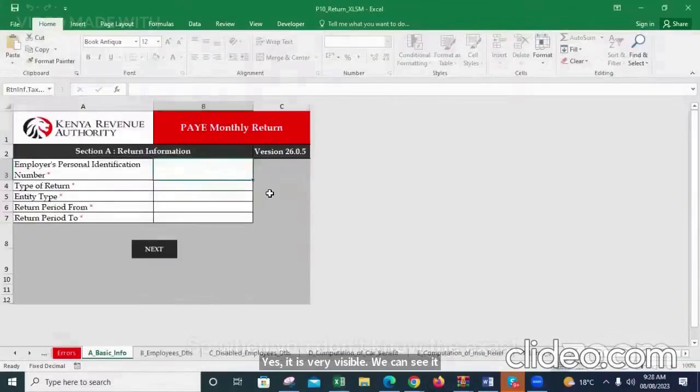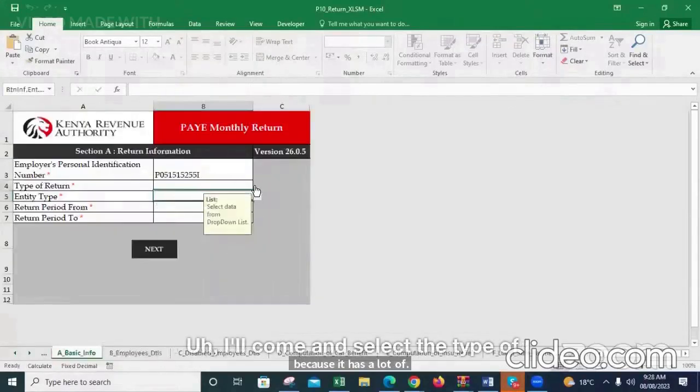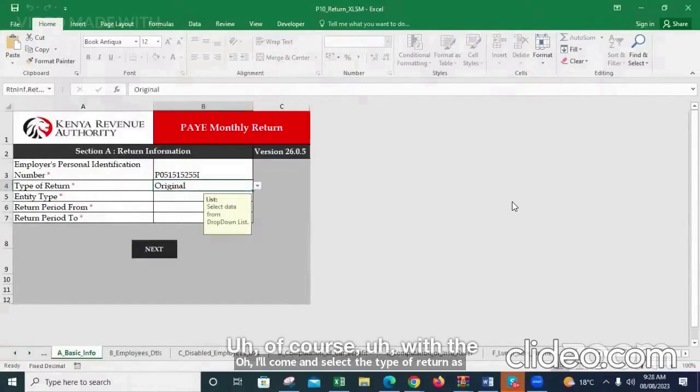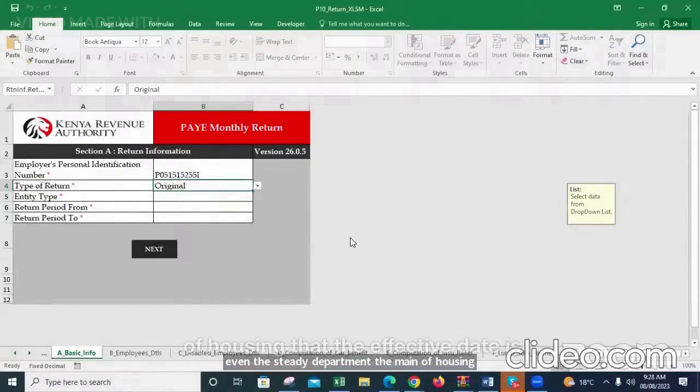When you download the Excel return, please enable macros so that the formulas can work well in the pay return, because it has a lot of inbuilt formulas. I'll capture my PIN number. I'll select the type of return as original, of course with the communication from KRA and the State Department, the Ministry of Housing, that the effective date is 1st July 2023.